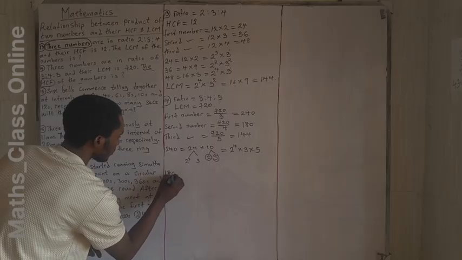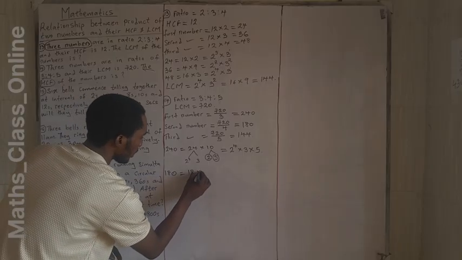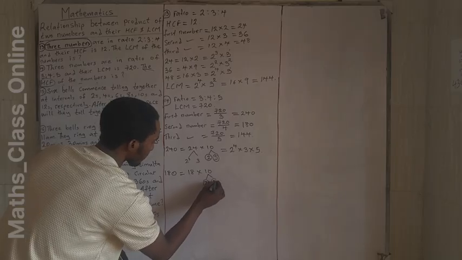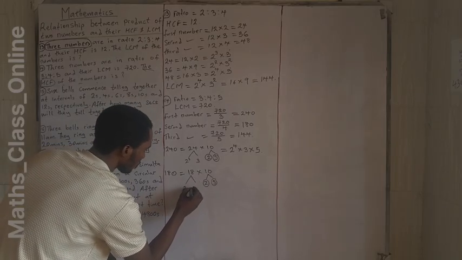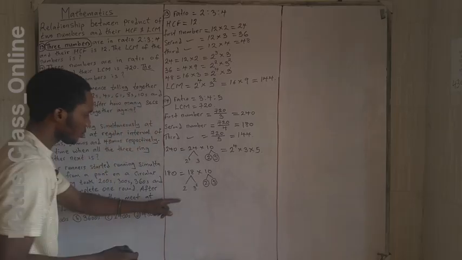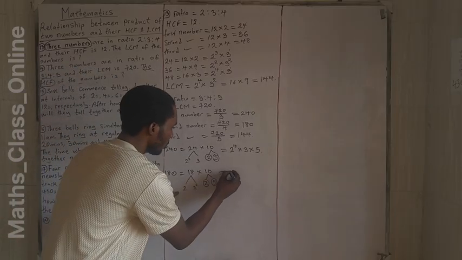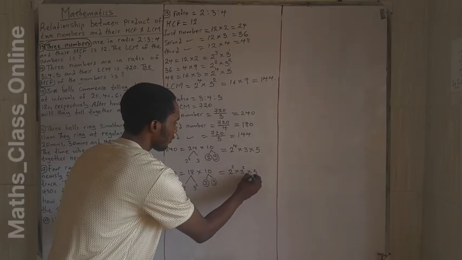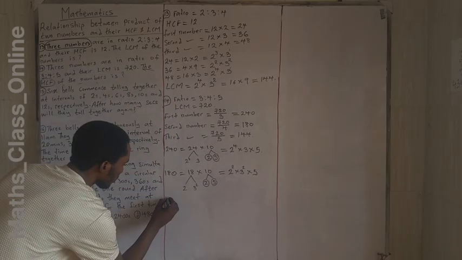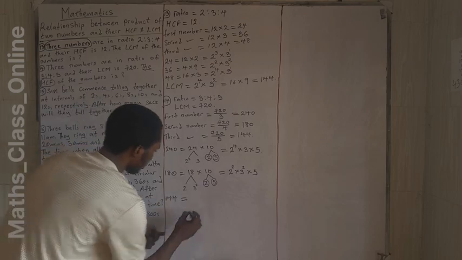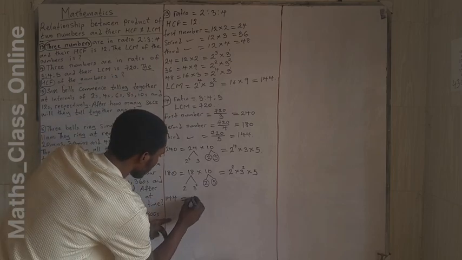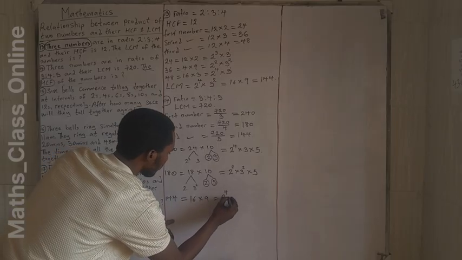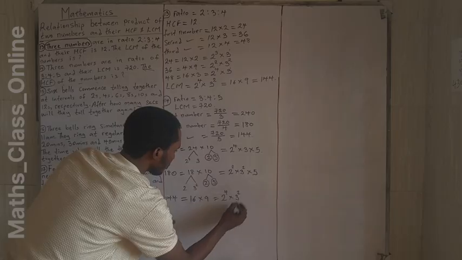180 is 18 times 10, which is 2 times 5, and 18 is 2 times 3 raised to the power of 2. So in general, this will be 2 raised to the power of 2 times 3 raised to the power of 2 times 5. And the last, which is 144, is 16 times 9. This is 2 raised to the power of 4 times 3 raised to the power of 2.